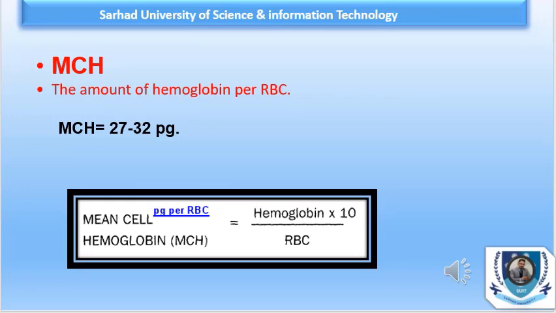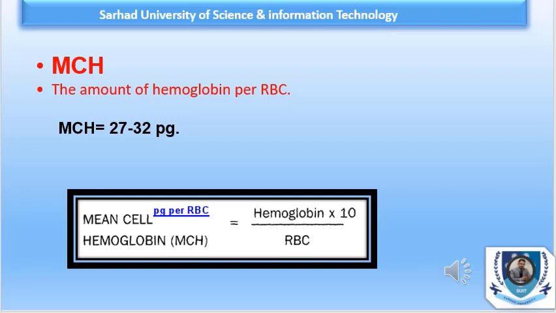MCH, mean corpuscular hemoglobin. MCH levels refer to the average amount of hemoglobin found in a red blood cell in the body, and the MCH value refers to the average quantity of hemoglobin that is present in a single red blood cell. On the basis of MCH, we can say that anemia is hypochromic or normochromic. The normal value of MCH is 27 to 32 picograms.